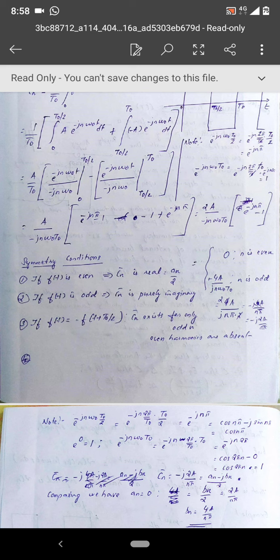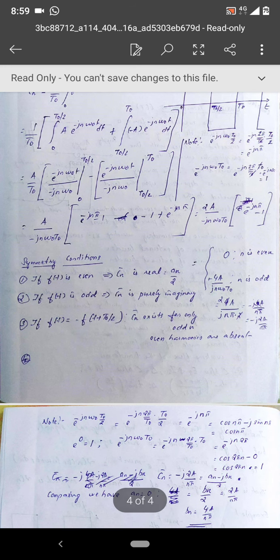omega naught is equal to 2 pi by t naught. What happens if I substitute that 2 pi by t naught, and t naught gets cancelled. In the denominator you will be having jn 2 pi. So that 2 pi 2 and the numerator 4 gets cancelled. So then in the numerator 4 gets cancelled, it becomes 2.